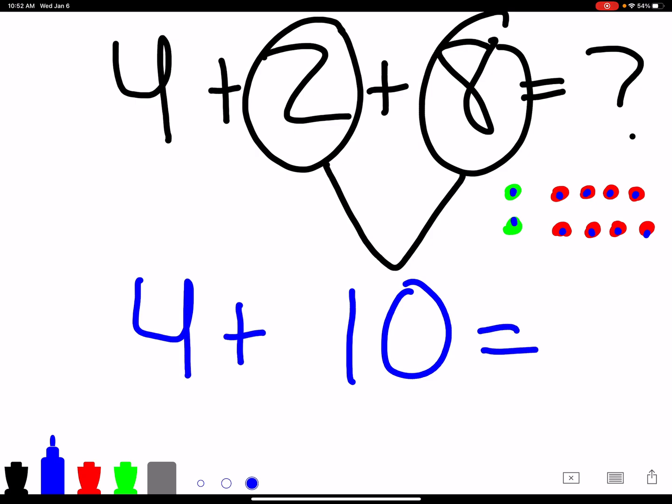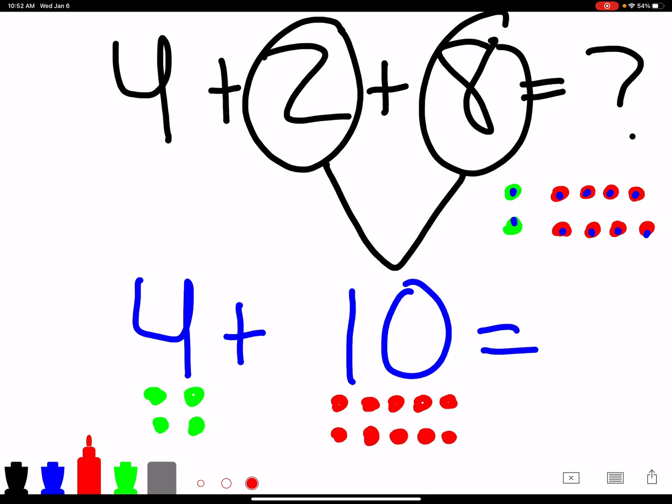So if we add 4 plus 10, we can do another dots example. We could do 1, 2, 3, 4. 1, 2, 3, 4, 5, 6, 7, 8, 9, 10. And we can count the amount of dots to equal the total answer. So we have 1, 2, 3, 4, 5, 6, 7, 8, 9, 10, 11, 12, 13, 14. So we have the answer of 14.